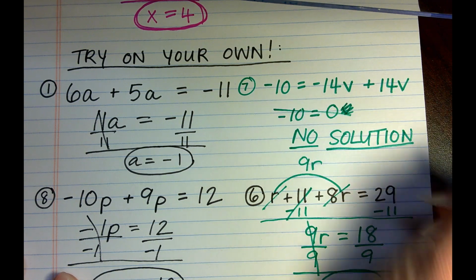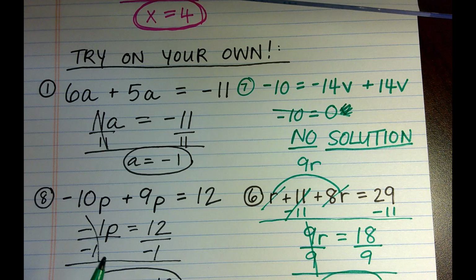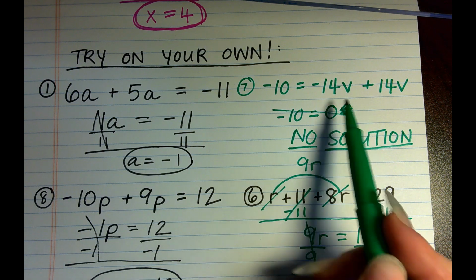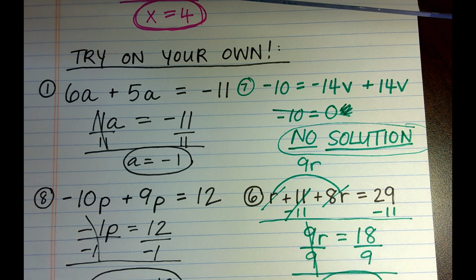That means it doesn't matter what number I plug into this equation for v, I won't get an answer that makes sense. This can never be equal to negative 10, ever. No solution. That's the answer.